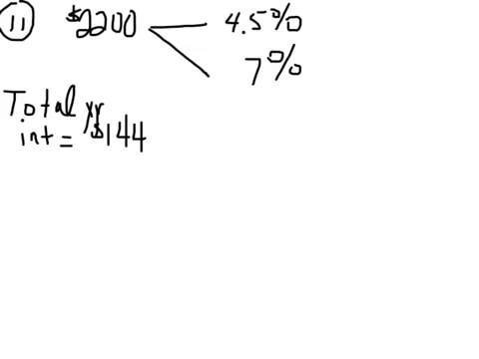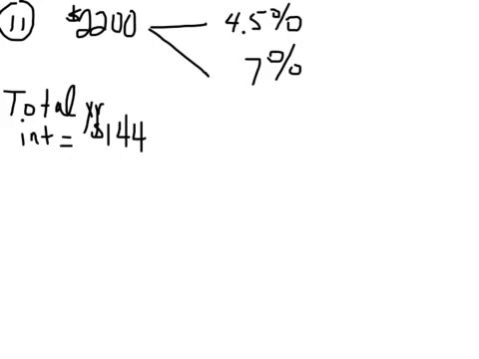Okay, this is 5.8, number 11, and it says that there's a computer club and they invested $2,200. Some of it was invested at 4.5% and some was invested at 7%. And then they made a total of $144 off of it for yearly interest. And they want us to find out how much they invested at each amount.